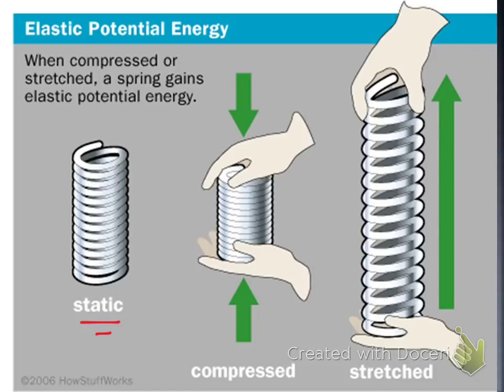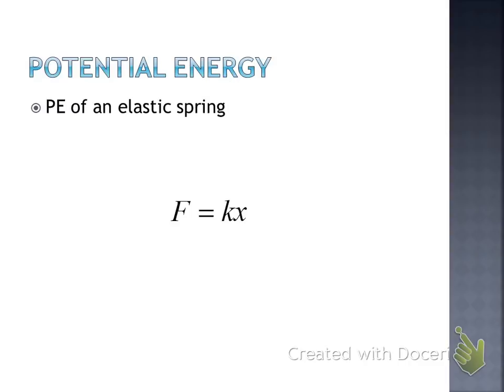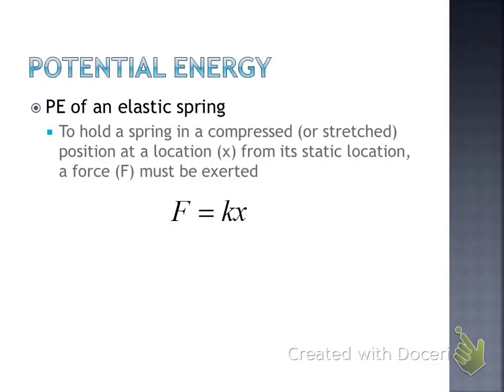So when we compress or stretch our spring, we now have a form of potential energy. If we compress it and release it, it would have the ability to do work on an object that it comes into contact with and displace that object. The same thing is true for a stretched spring. To find the potential energy of an elastic spring, we look at the force that has to be exerted. To put potential energy into a spring, we have to exert a force, either a push or a pull, to get it to that position.